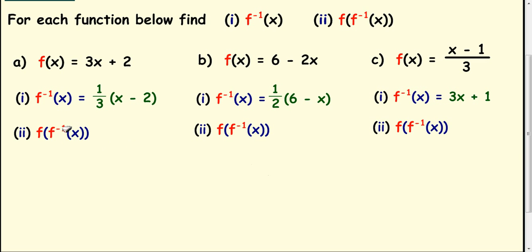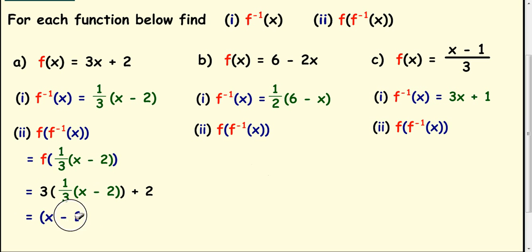Okay, so we have to substitute the inverse inside the actual function. So you're substituting this in here. So the first thing you write is f of a third x minus 2, and then we're going to put all of that in place of the x there. So we're going to multiply it all by 3 and then add 2. Remember to use brackets properly here. 3 times all of that and then plus 2. So 3 times this is really just 3 times a third x minus 2. So 3 times a third is 1, so you've basically got x minus 2 plus 2, which just goes to x.